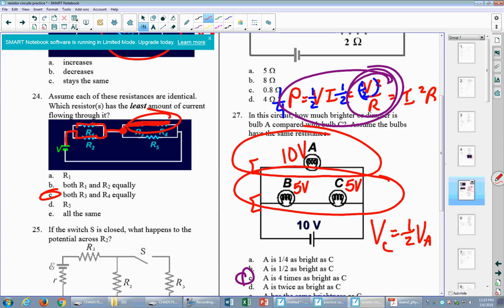By how much is it less than, say, R5? By what factor? If R5, say, has 8 amps, what are R3 and R4 going to have? It's going to have 4 amps, because it has twice as much resistance, it'll have half the current.